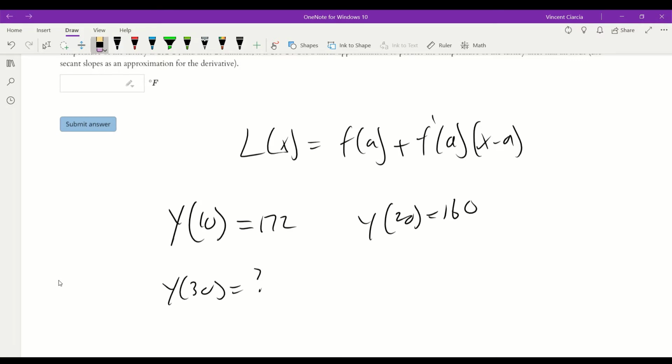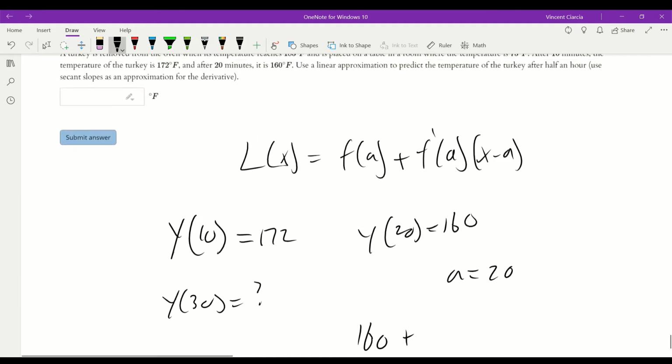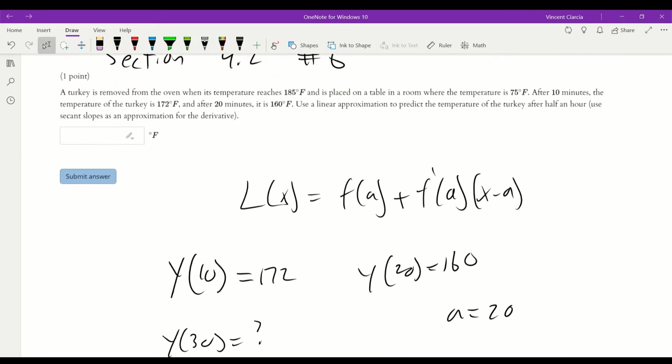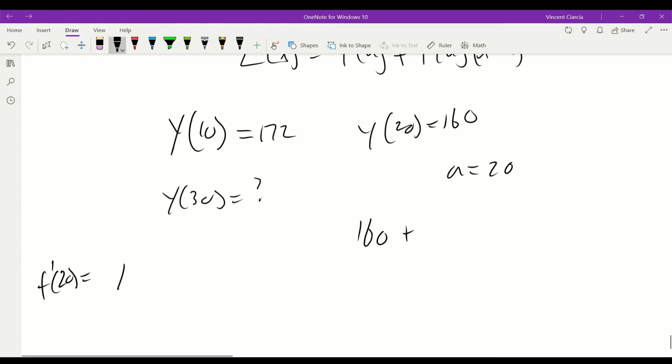It's 20. So we'll take f of a. We'll say that a is 20, right? So f of a is 160, and then plus. Now we need to find the derivative of f at a, and the problem just says to use the secant slope. So we'll just take f prime of 20 to equal 172 minus 160 divided by 10 minus 20, which actually comes out to negative 1.2.